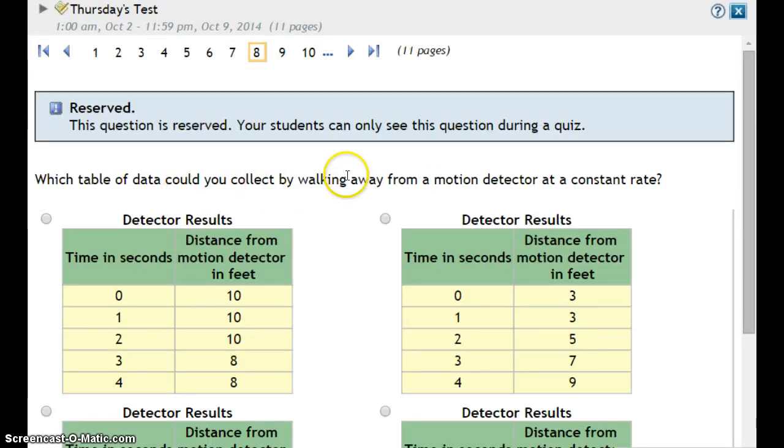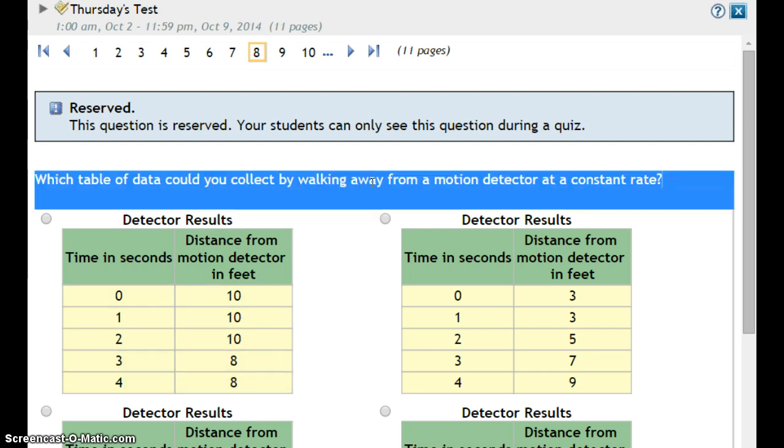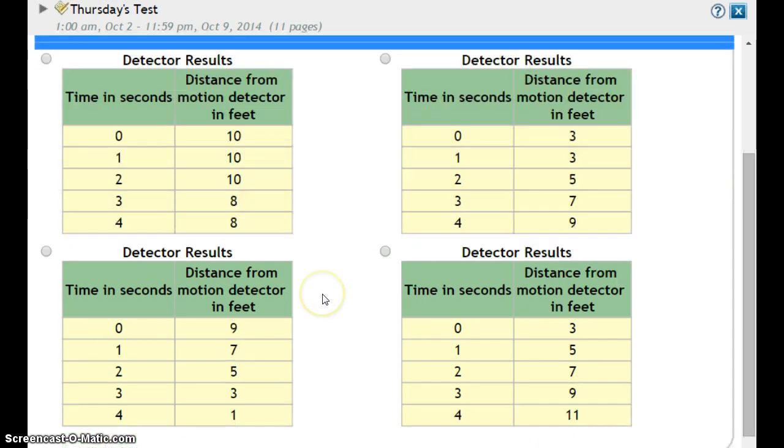Which table of data could you collect by walking away from a motion detector? That means the distance should be increasing or decreasing away. Well, away means the distance is increasing. So I want a distance to be increasing. So let's see. 10, 10, 10, 8, 8. No, that's decreasing. So I want the distance to be increasing because I'm walking away. 3, 3, 5, 7, 9. That's closer. That's increasing. 3, 5, 7, 9, 11.